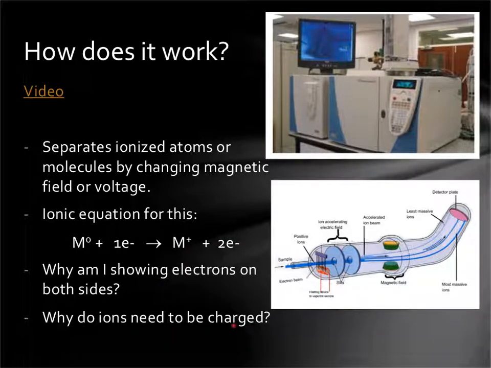The ions need to be charged because the whole way this works is by the use of a magnet, and charges are sensitive to magnets. We can control charges through magnetic fields.